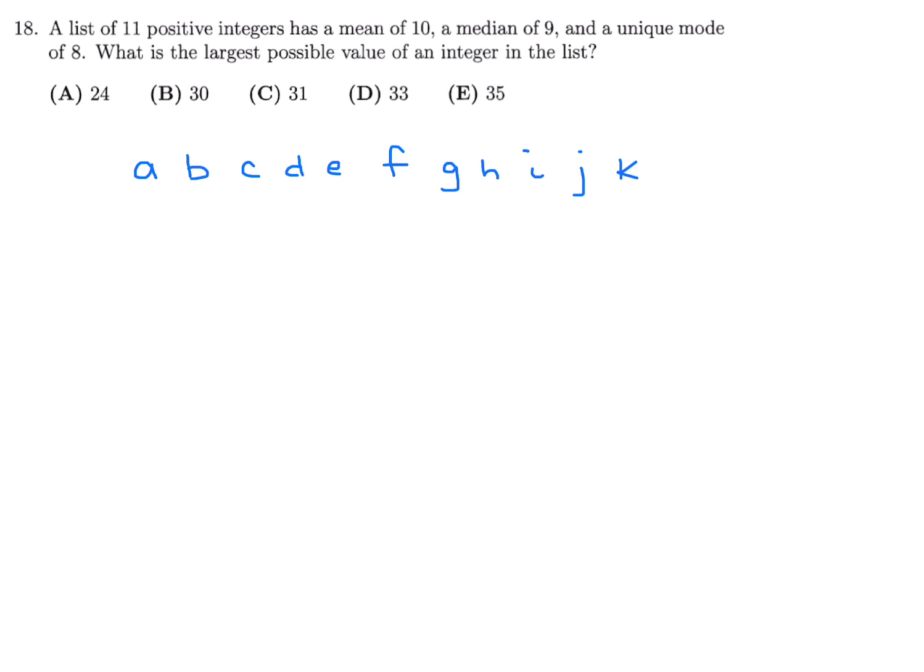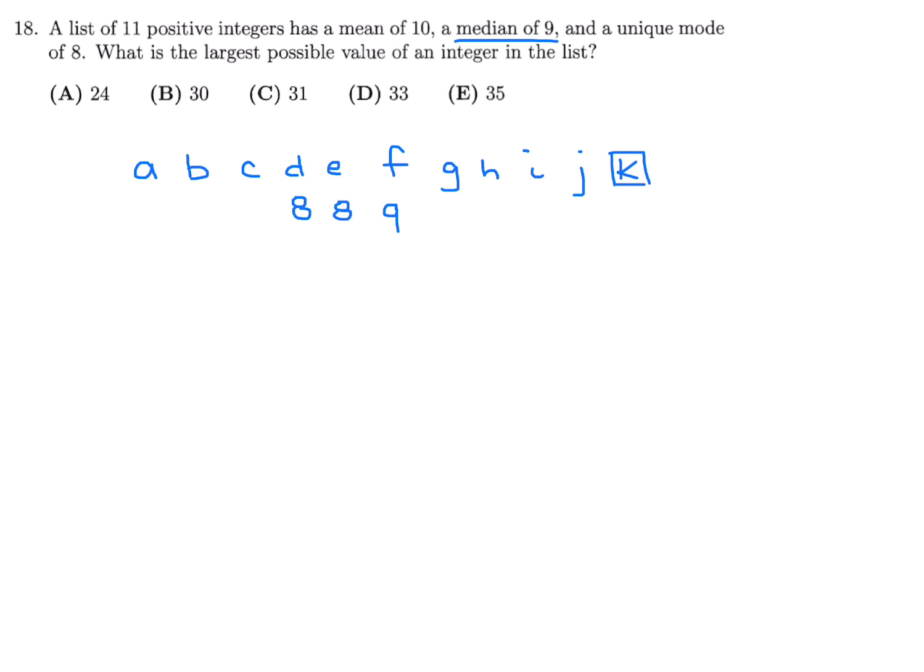Okay, so here we go. Got 11 numbers, right? And they're telling me, first and foremost, the easiest one is the median. The median is 9, so just set that to be 9. That's the middle value. And then they told me the unique mode is 8. Well, it's going to be at least twice, so I'll just put it twice for now. And then they want me to figure out what is the largest possible value. So that's going to be my k, since I'm ordering this from smallest to largest.